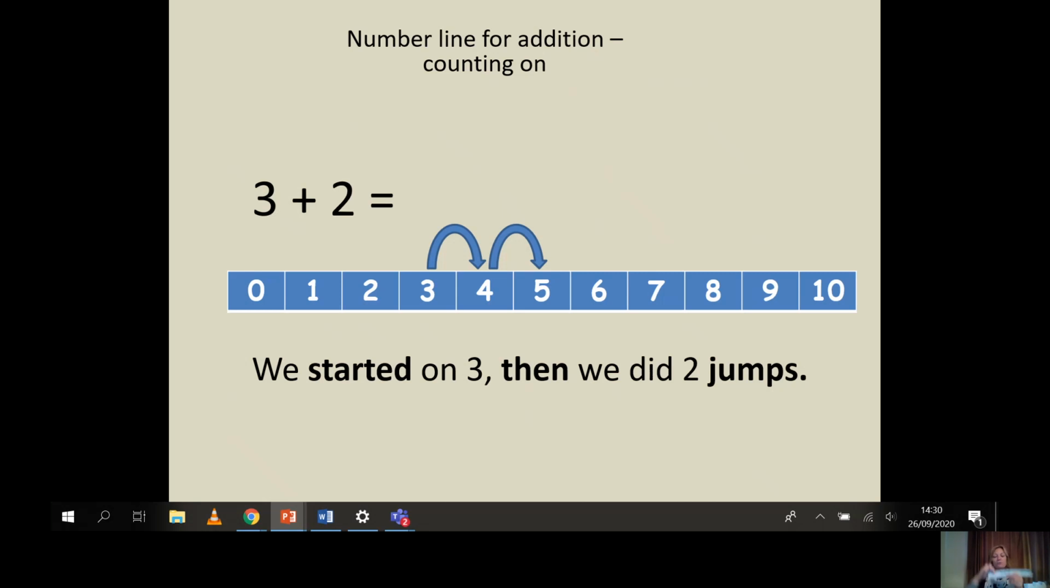Okay. Initially, a lot of children will count the number they start on. 1, 2, they'll get to 4 and they won't know why it's wrong. And if you set them a page of additions, they'll all be the same because that's where they started.